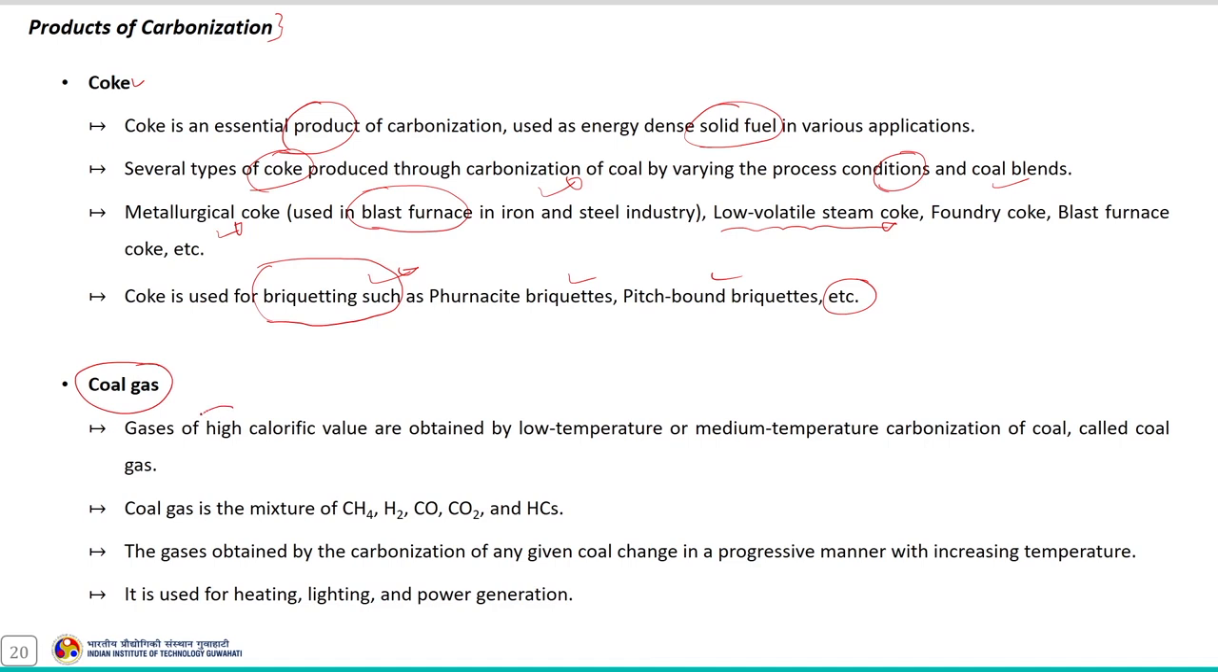Coal gas, which is a high calorific value gas, can be obtained by low temperature or medium temperature carbonization of coal, and it is a mixture of methane, hydrogen, carbon monoxide, carbon dioxide and other hydrocarbons. The gases obtained during carbonization of any given coal sample change progressively with increasing temperature, and this gas is used for heating, lighting and power generation.